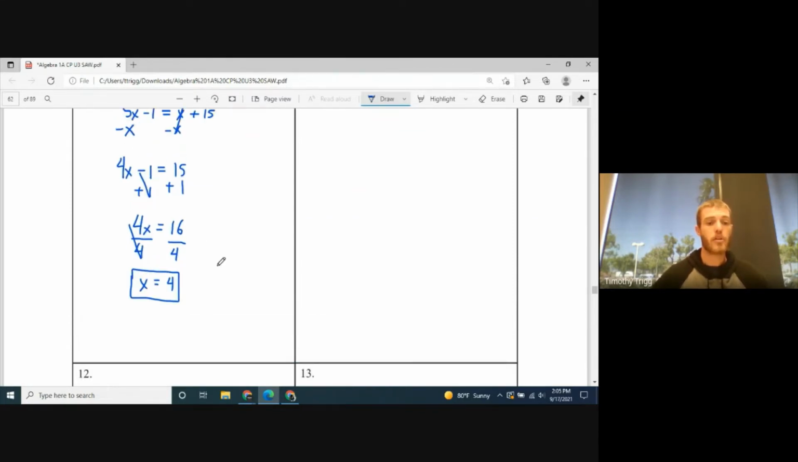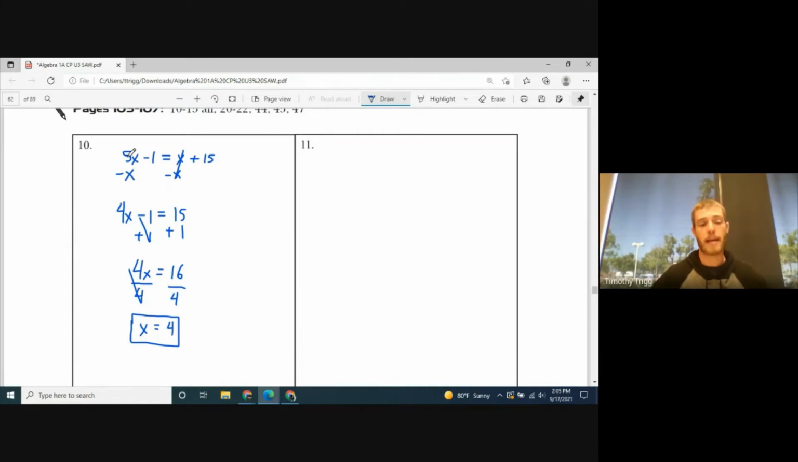Now just a reminder, you could always check your answer by plugging it back in, right? 5 times 4 is 20. 20 minus 1 is 19. This side will also give you 19. x plus 15, where x is 4: 4 plus 15 is also 19. Okay. With that in mind, see if you can do number 11 on your own.